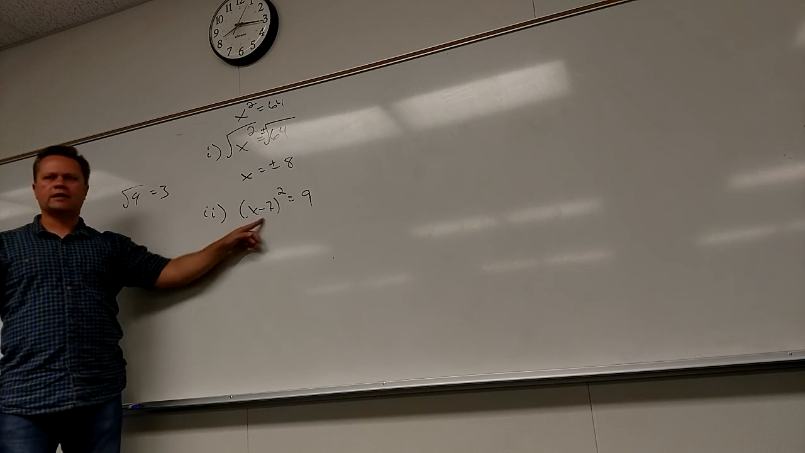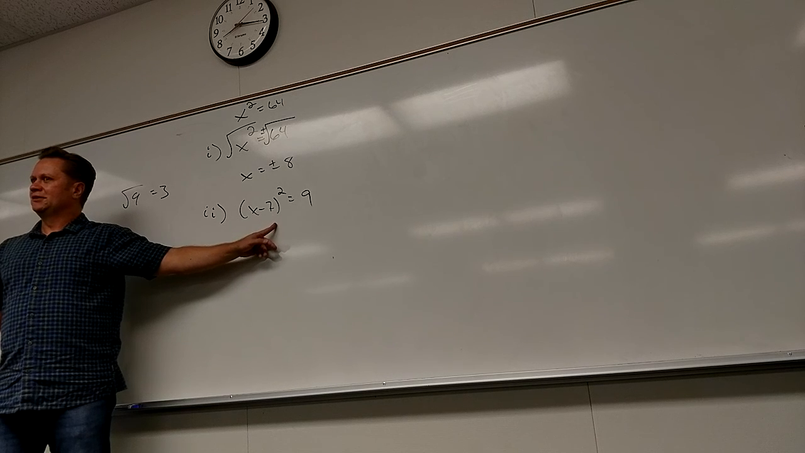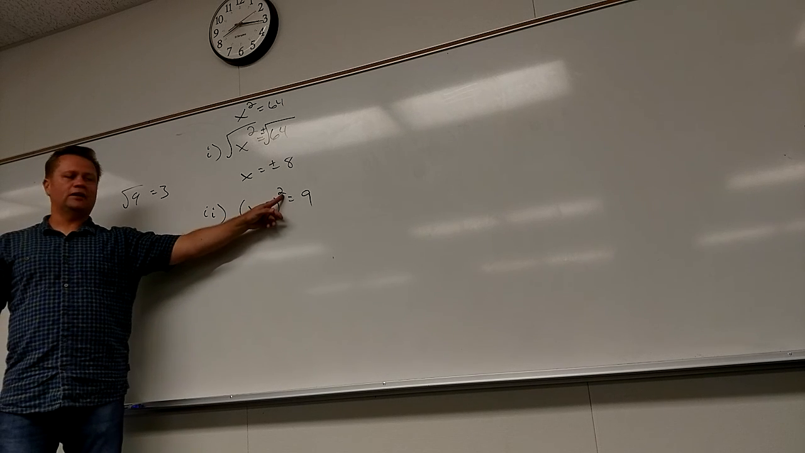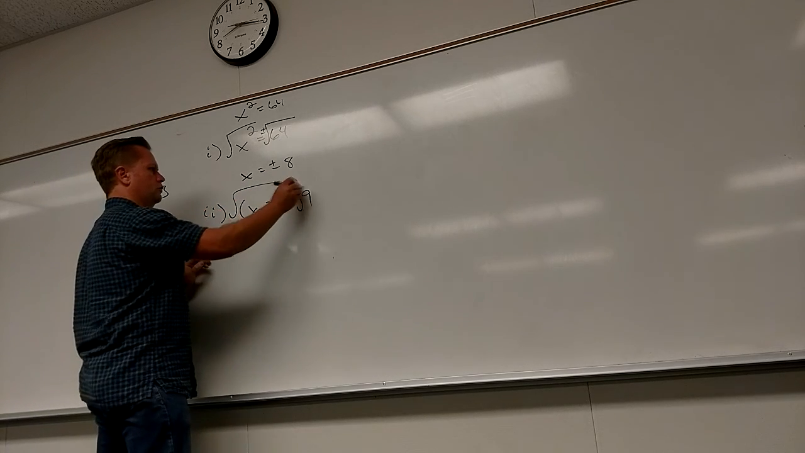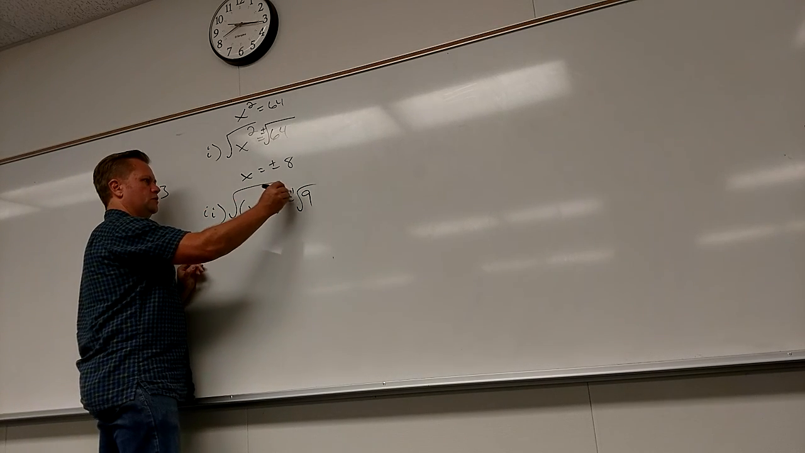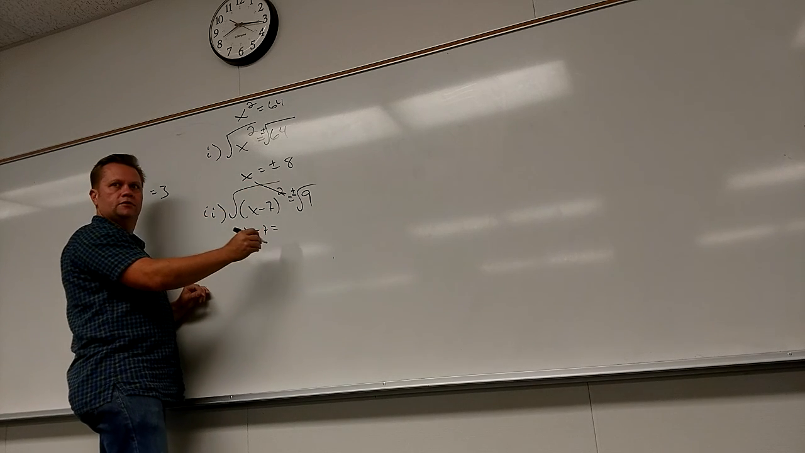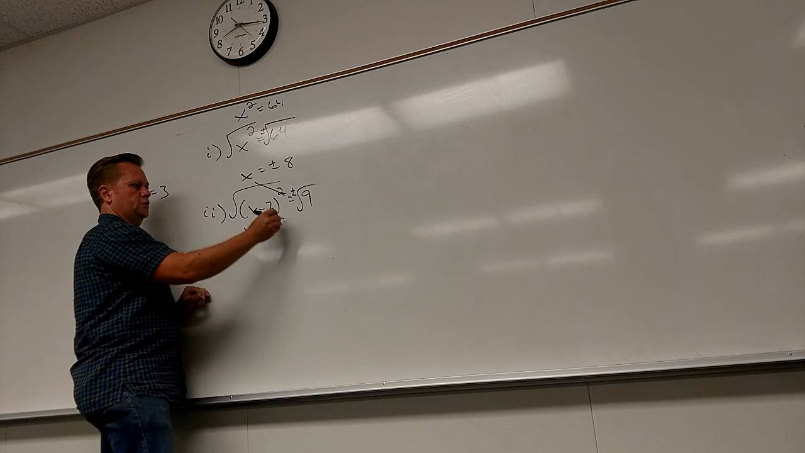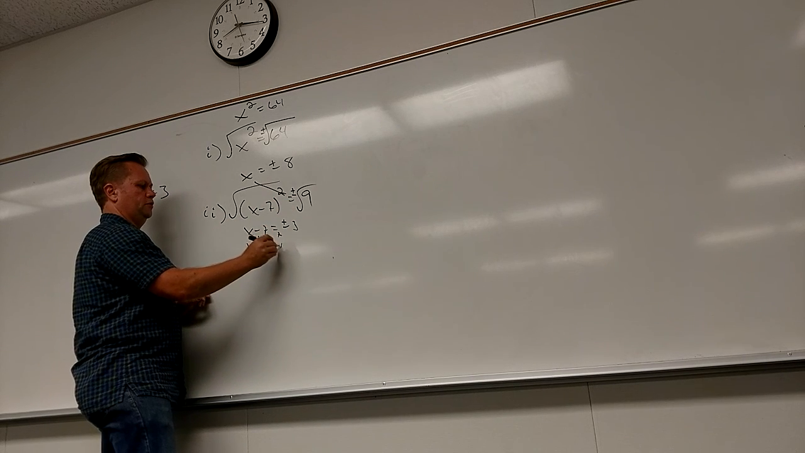Everybody starts to foil this out because you've sort of been programmed to do that. I'm sorry about that. But I'm not going to foil this out if I can get rid of the 2. I don't have to foil it out then. So yeah, square root, plus or minus. It's my 7 equals plus or minus 3. So x equals 7 plus or minus 3.